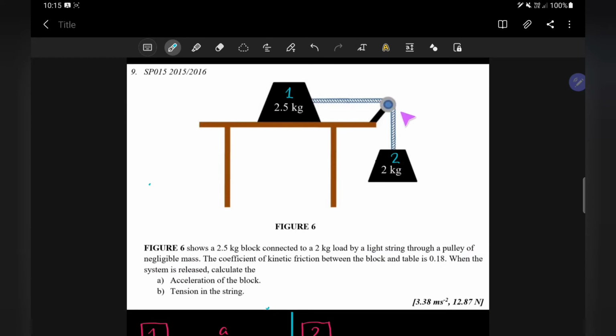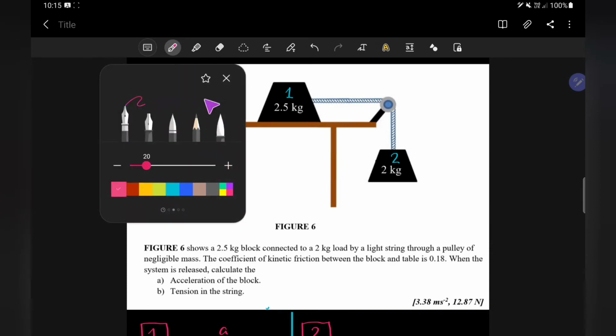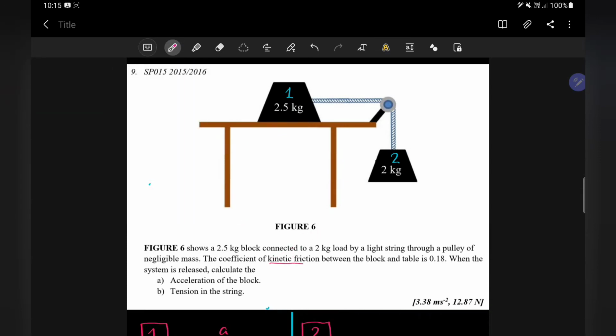That means the tension at both sides is just the same. The coefficient of kinetic friction is the keyword. By talking about kinetic friction, the object is moving. The value given is the coefficient of kinetic friction, mu_k, which is 0.18. So when the system is released, calculate the acceleration. That's why they ask you to calculate the acceleration, also the tension.